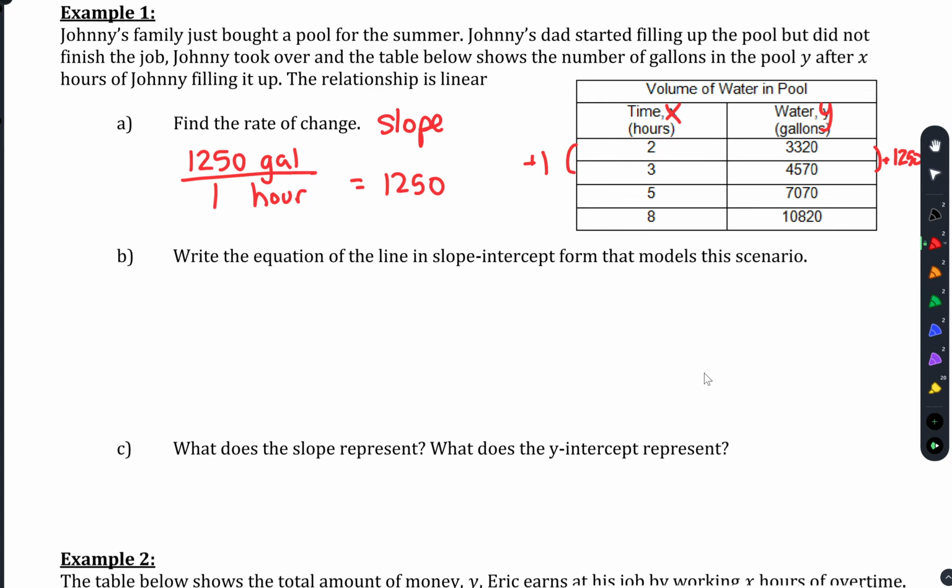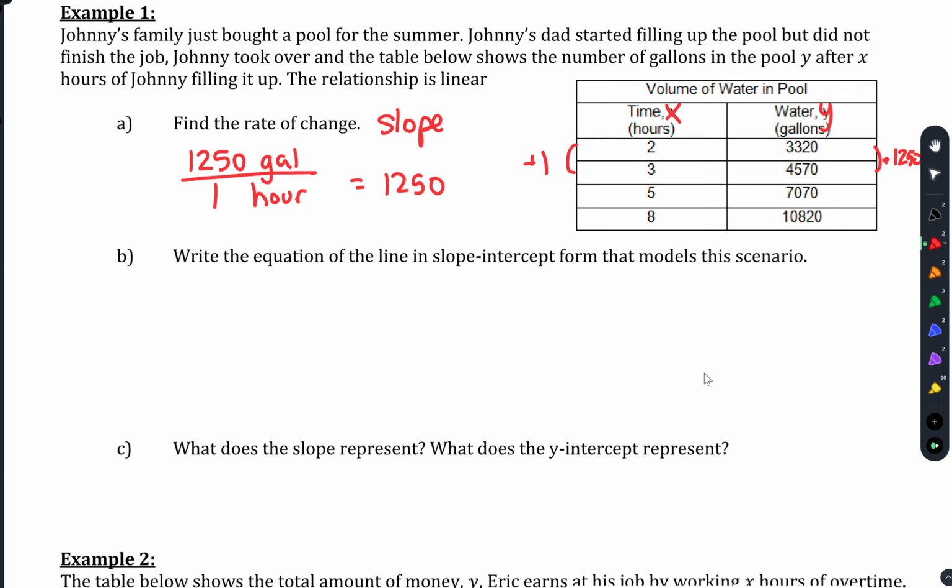Step B says write the equation of this line in slope-intercept form that models this scenario. Do we know, just looking at this table, what the y-intercept is? No, we don't. Remember, the y-intercept is where it starts. So if I'm looking at B, it says write the equation. I have to start with what form of my equation? Can't start with slope-intercept form, James. Got to start with point-slope form.